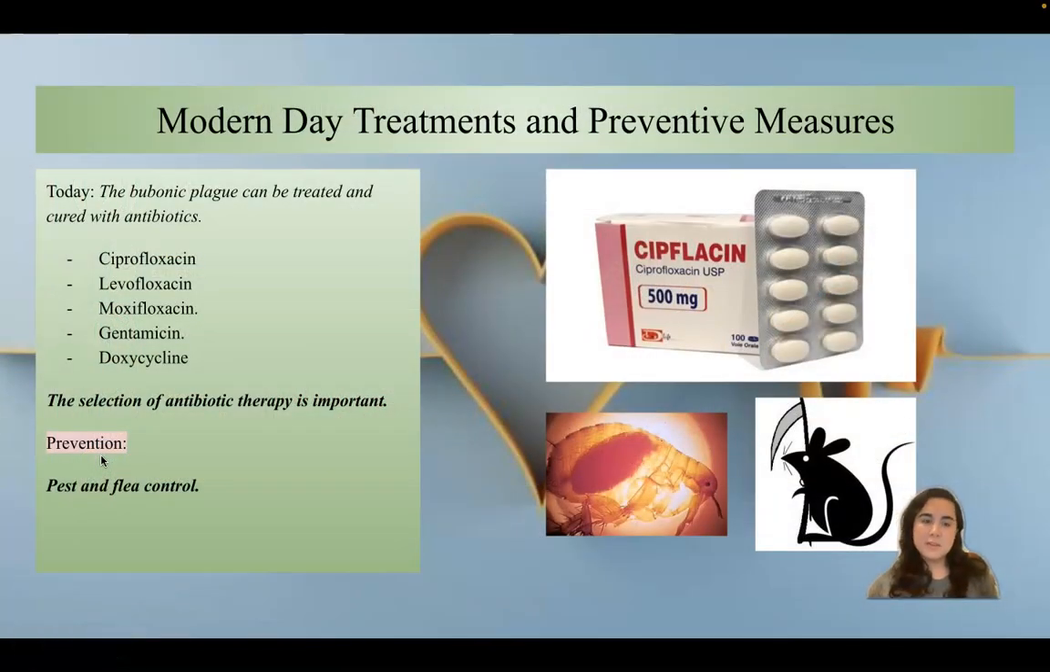Modern treatments, thankfully, are extremely effective against the bubonic plague. There is a vaccine, but because the bacterium is so easily killed off by these antibiotics, the antibiotics are the most common recommended form of treatment. The selection of antibiotic therapy is extremely important because over-the-counter antibiotics can't do anything to it.